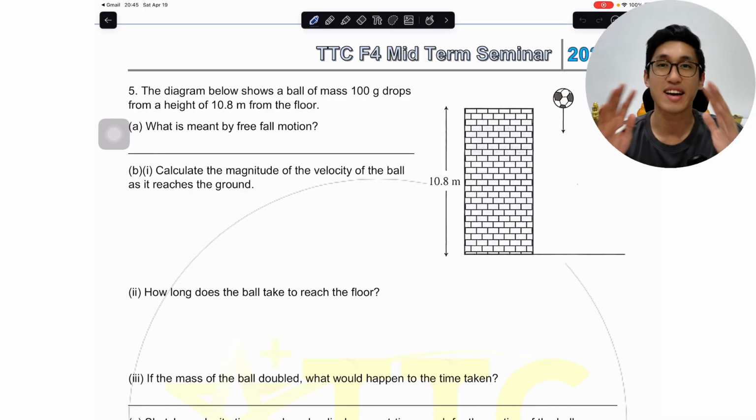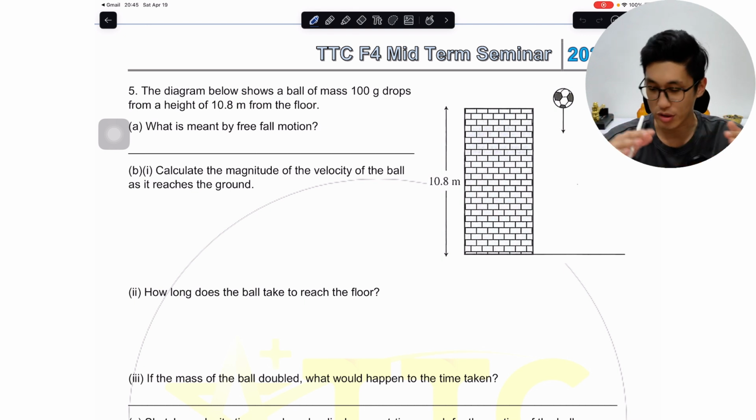Good morning, everyone. Okay, so I have a question here that is about Form 4, Chapter 2, Force and Motion. And this question is actually part of the Form 4 midterm seminar for 2025.